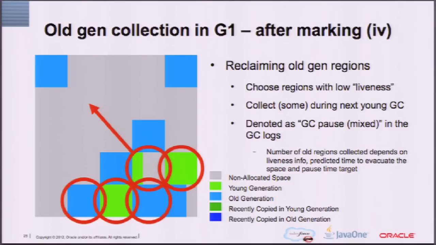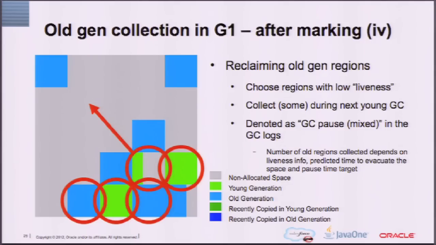So what you'll see in the GC logs when this type of event is occurring, rather than saying GC pause young, it's GC pause mixed. So what that mixed means is we're doing a mix of collecting young generation and a portion of old generation.